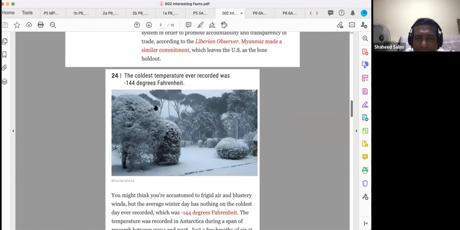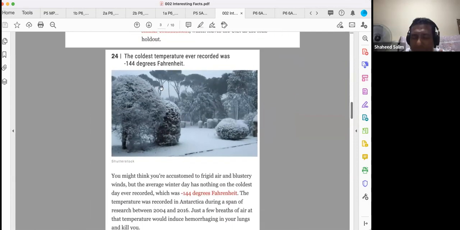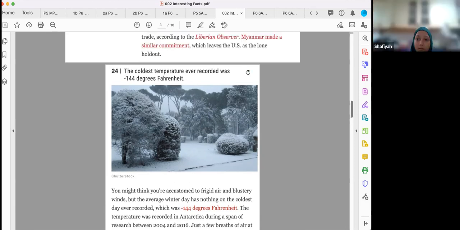Again, now you have Fahrenheit and you have Celsius. Celsius, I think, is a British guy. Fahrenheit is an American guy, if I'm not mistaken. And so minus 144 degrees is equal to minus 97 degrees Celsius. So what is minus 97 degrees? Let me give you a picture of it.